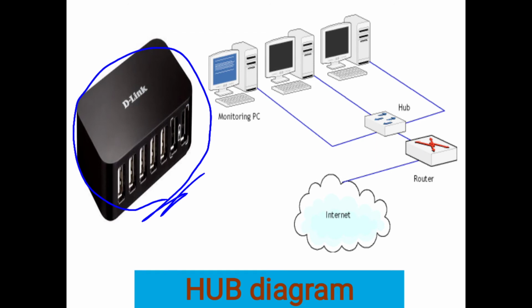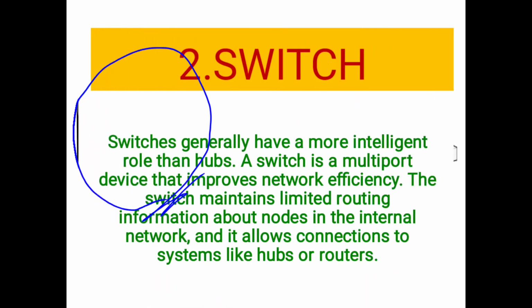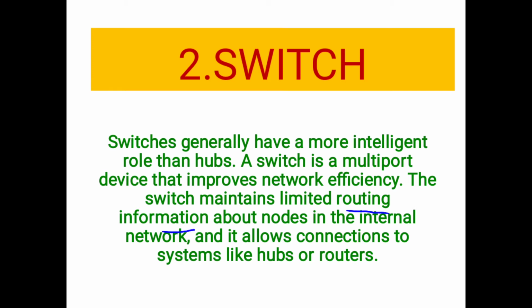So for this purpose, we have introduced this device called a switch, which is called intelligent because it will simply detect to whom it has to deliver the message. That is why we call it an intelligent device. And how does it play its role? The switch maintains routing information. What is this routing information?